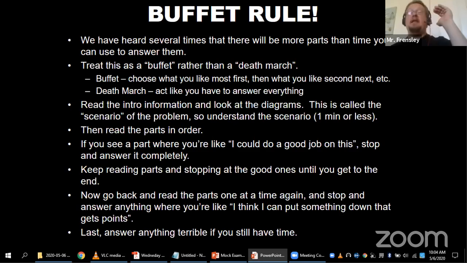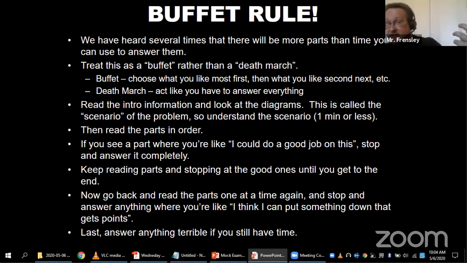Read part B. Is there something I can write? I know I can get points on this. If yes, write it. Write a complete response. If no, keep going. So you might not answer them all in order, and you might not answer A, B. You might answer C first, right? Or whatever. Then once you get to the end, and you've answered everything I'm guaranteed to get points on, go back, and now you're going to say, could I maybe get points on this?